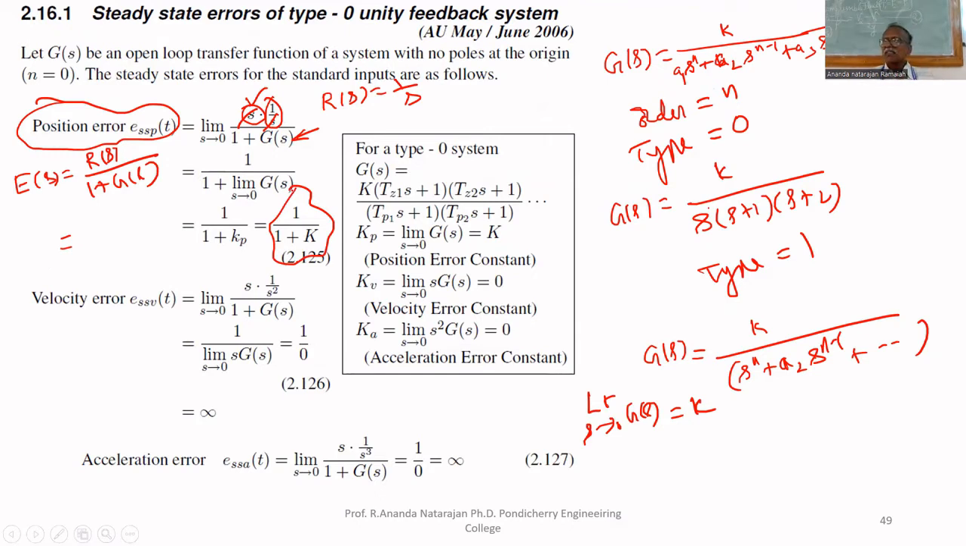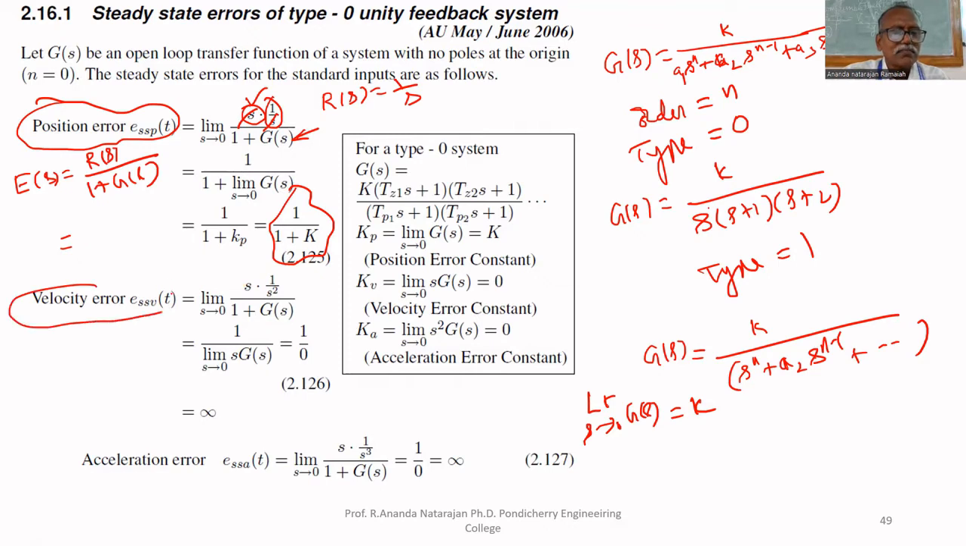Suppose I am asking, what is the steady state error for a type 0 system? An interview question. Then immediately you should ask, what is the gain of the system? Static gain of the system is k. Therefore, the steady state error is 1 upon 1 plus k.